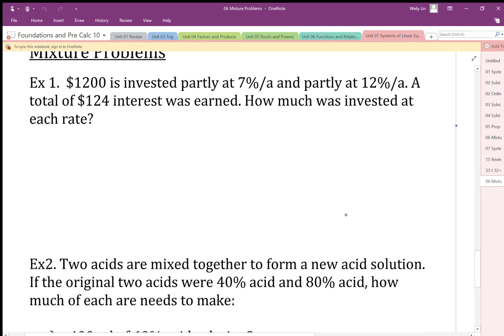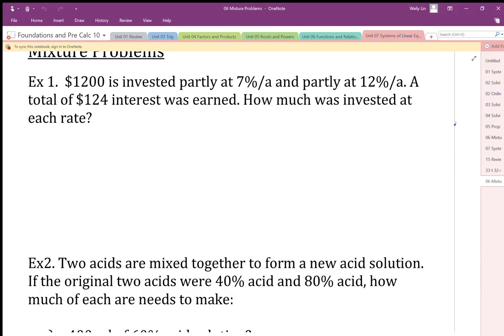Here we have an investment problem where $1,200 is invested partly at 7% and part of it invested at 12%, and a total of $124 of interest was earned. So how much was invested at each rate? So again, the first thing we want to do is establish what the variables are.